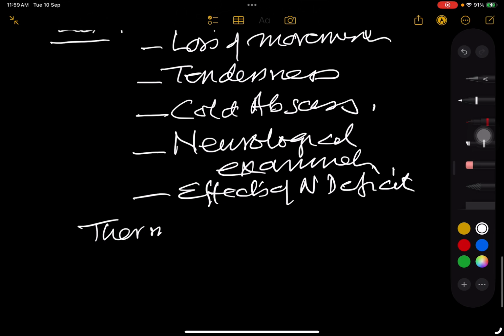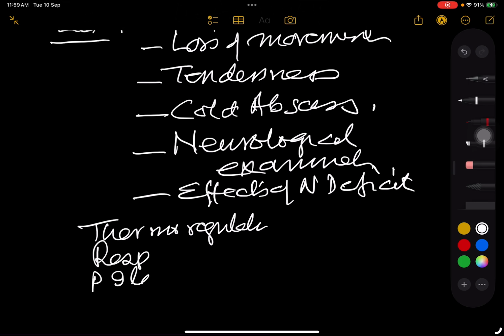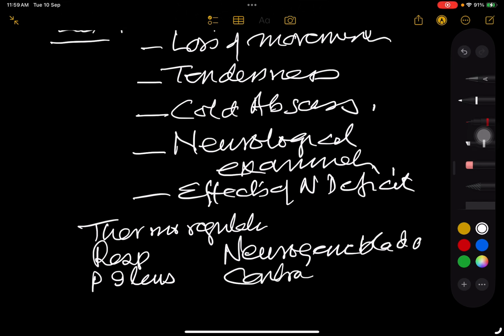Thermoregulation, respiratory, paralytic ileus, neurogenic bladder, contractures, and sores, pressure sores.